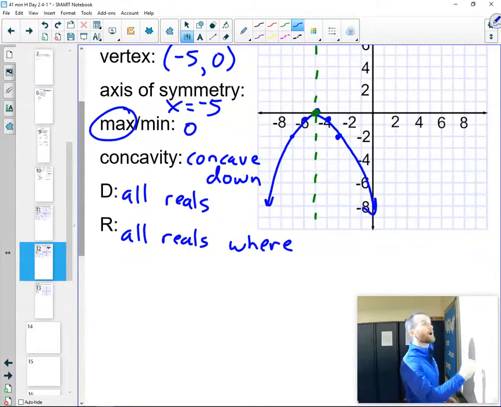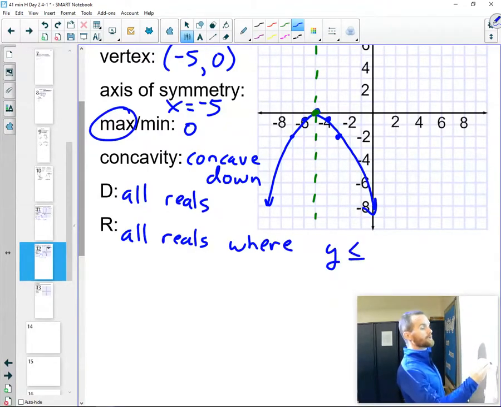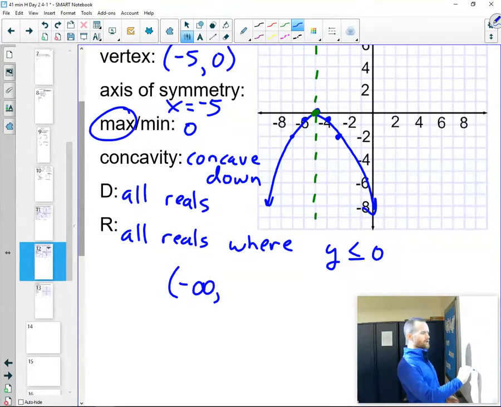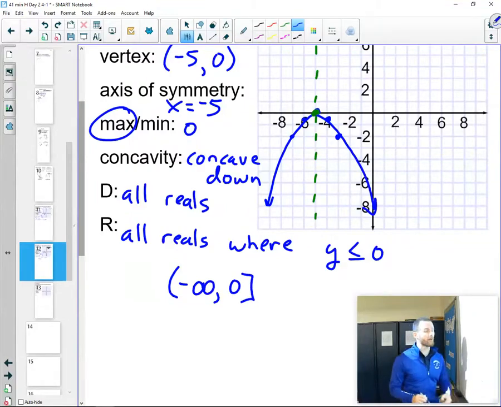where y, let me just write it here, y is less than or equal to 0. So basically, the highest we get to is 0. So our range values will always be less than or equal to 0. If you wanted to do this in set notation, that would be from -infinity to 0 inclusive on the 0 side. So that's another way to write it. It's the same exact thing.